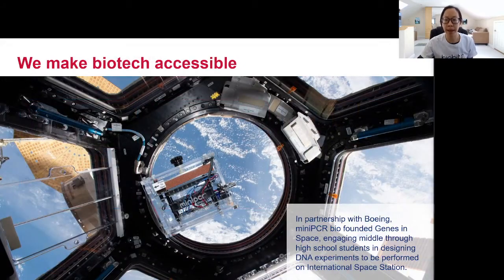And one of the coolest examples of our equipment being used in the field is actually in space to run experiments on the International Space Station. If you're interested in that, check out our Genes in Space competition for more information.